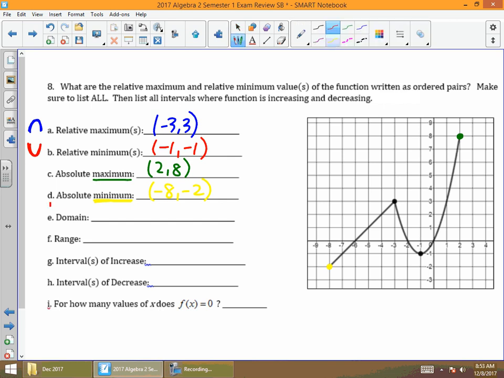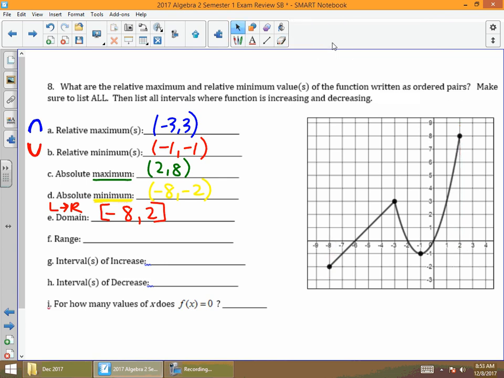For domain, we look left to right on the graph. So the farthest to the left this graph reaches is -8. That's a solid point there, so we're going to put a square bracket. The farthest to the right this graph goes to is 2. Again, solid point, square bracket.